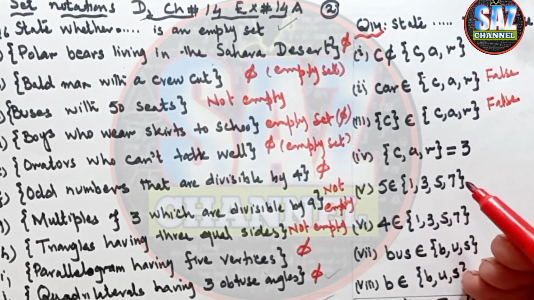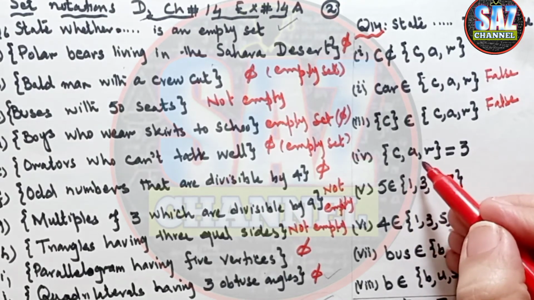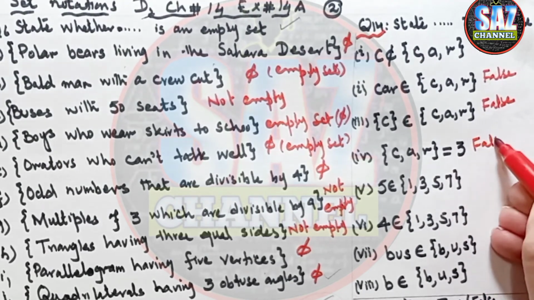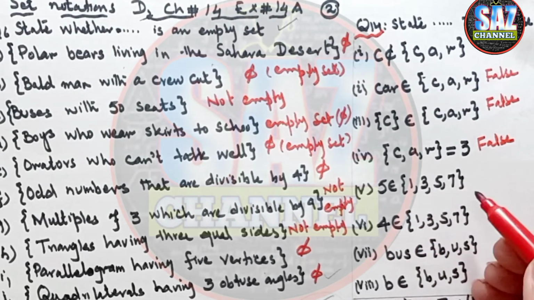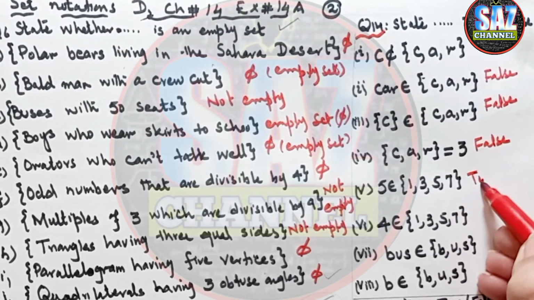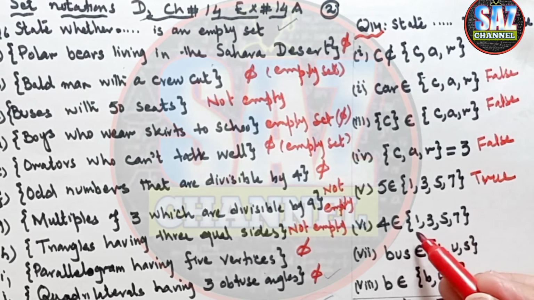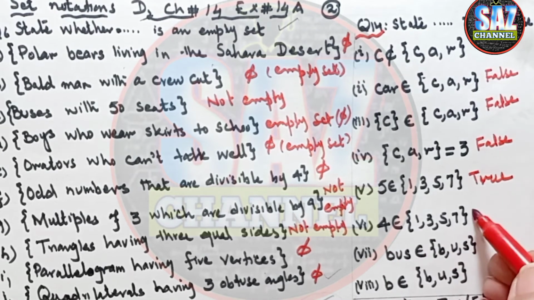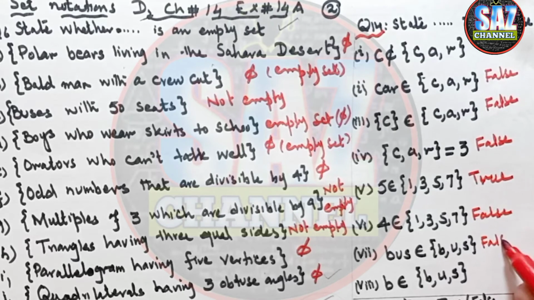And then {C, A, R} equals 3. Again, it's false, because here we have three English letters and there is a number, so they cannot be equal to each other. And 5 belongs to {1, 3, 5, 7}. It is true. Then 4 belongs to {1, 3, 5, 7}. 1, 3, 5, 7 are the set of odd numbers, but 4 is an even number, so it's a false statement. And then bus belongs to {B, U, S}. Again, it's a false statement.